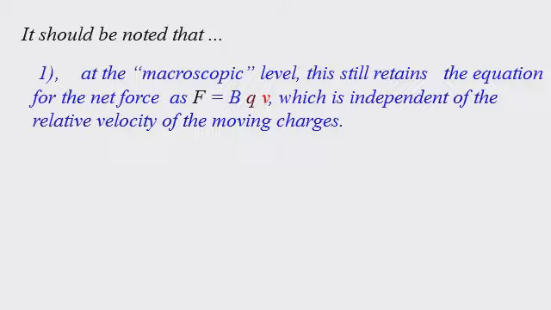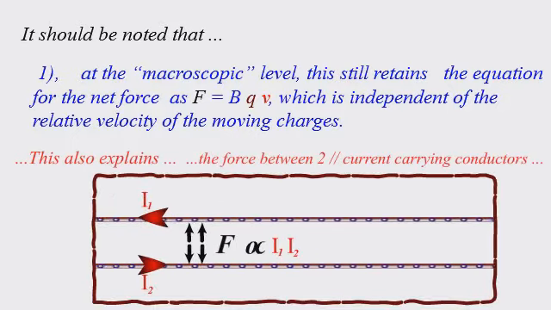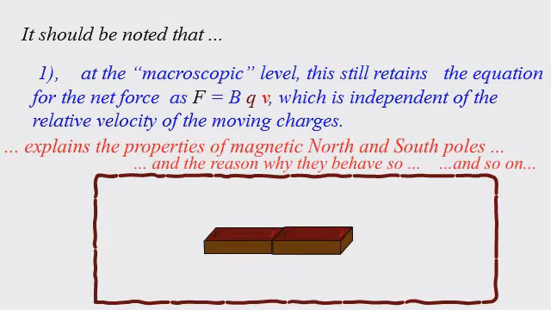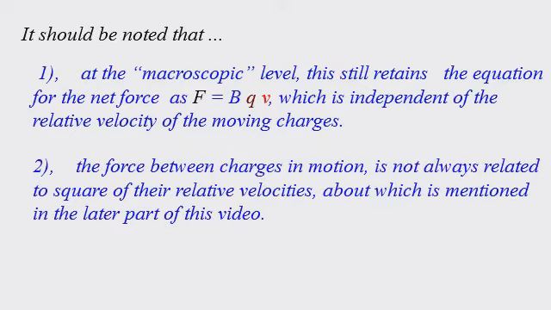It should be noted that, 1. At the macroscopic level, this still retains the equation for the net force as F equals BQV, which is independent of the relative velocity of the moving charges. This too can explain the force between two parallel current-carrying conductors, explain the properties of magnetic north and south poles, and the reason why they behave so, and so on. And 2. The force between charges in motion is not always related to the square of their relative velocities, about which is mentioned in the later part of this video.